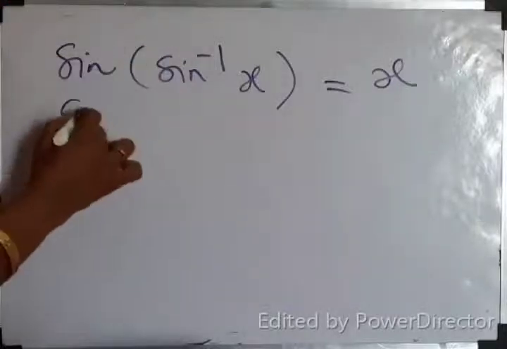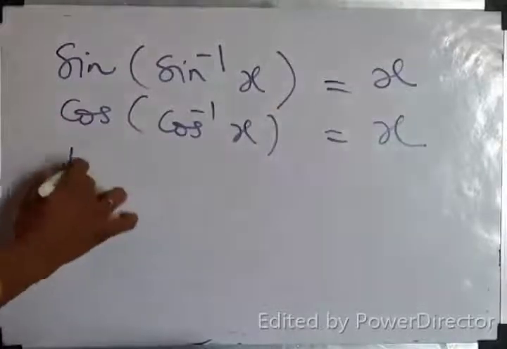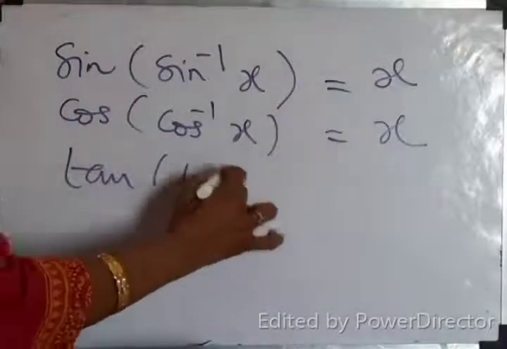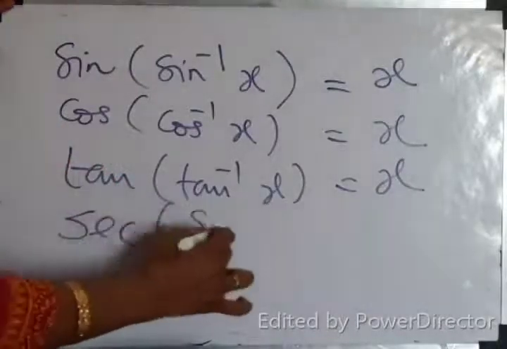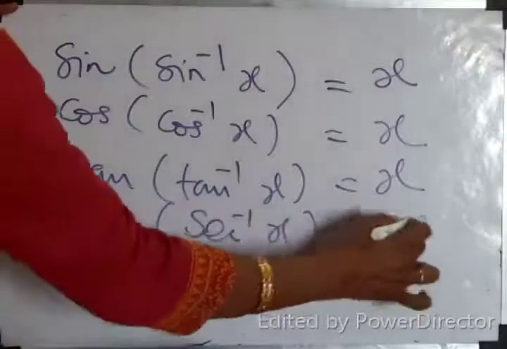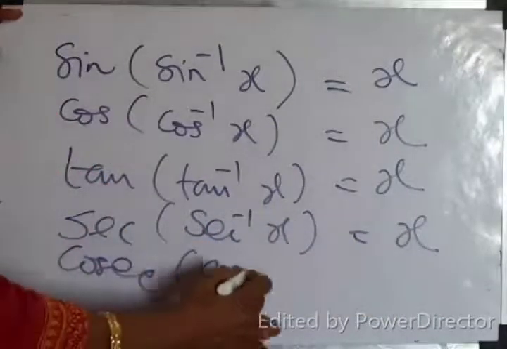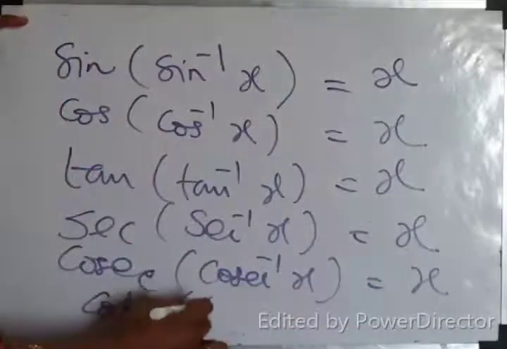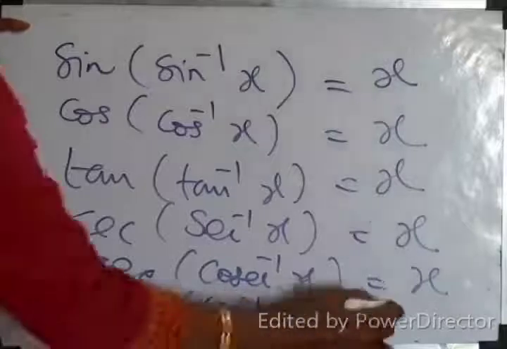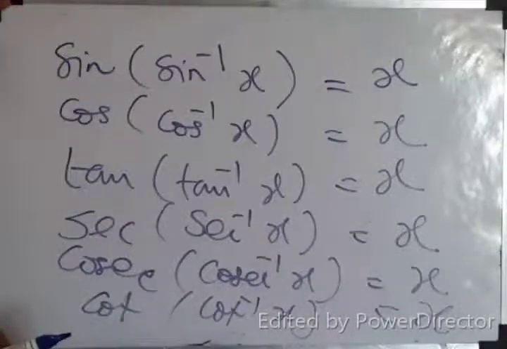Sine inverse x, cos inverse x. What is that? x. Tan inverse x, what is that answer? x. Similarly, secant inverse x, the answer is x. Cosecant inverse x, the answer is x. Cot inverse x, the answer is x. This is called the self-adjusting property. First property, do you understand?